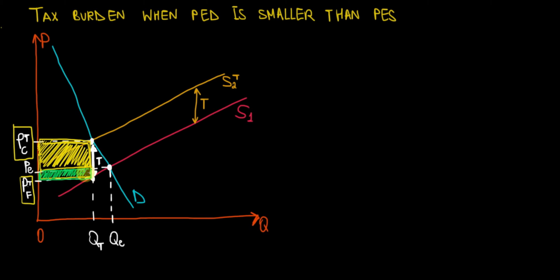So as a result, we can see that the tax burden for the producers is going to be smaller than the tax burden on the consumers. Let me make that note over here as well. Tax burden on the consumers, because the price elasticity of demand is smaller than the price elasticity of supply. Consumers are less sensitive to changes in prices, and therefore they're willing to incur the larger effect of the tax on the equilibrium price on the market.